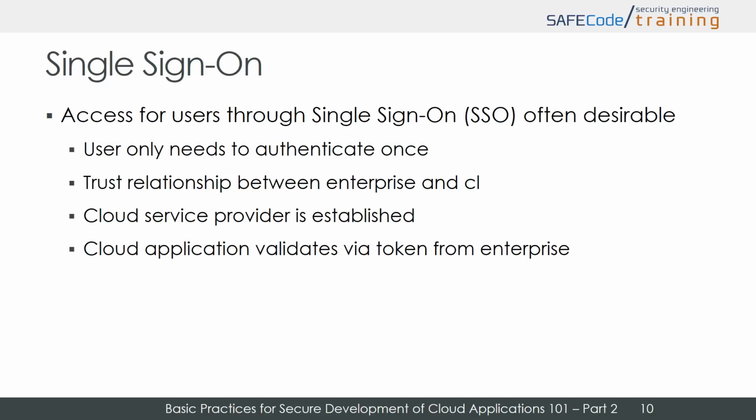Application developers can provide seamless access for their enterprise users by implementing single sign-on, SSO, and/or federated identity mechanisms. This could be an alternative authentication mechanism to the mechanisms we have discussed above. Once implemented, a user only needs to authenticate himself or herself once against the enterprise environment to use the cloud application without the need to re-enter his or her credentials again, which is often desirable from a usability perspective. This works because a trust relationship between the enterprise and the CSP will be established, which allows the cloud application to validate a user's authentication by receiving a token from the enterprise.